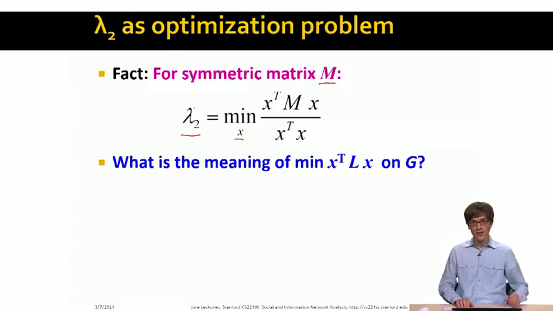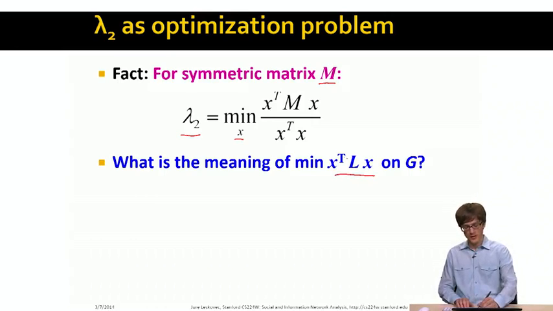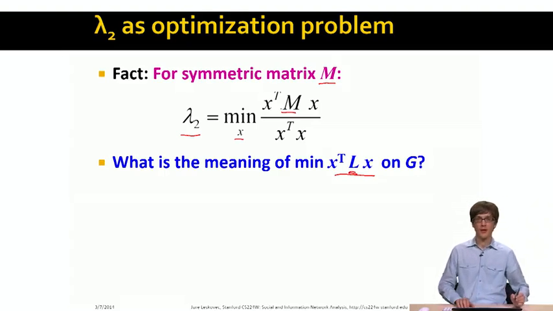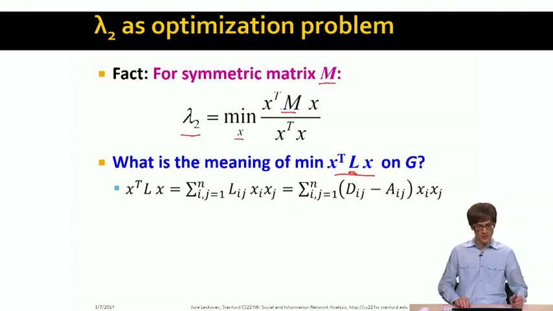Now let's start asking about the meaning, in our case, of the graph Laplacian. What is the meaning of x transpose L times x? Now L plays the role of our matrix M above. What is the meaning of this expression, where I take a vector of entries x, multiply it with L, and then multiply the whole thing again with x from the left side? So let's write this out.